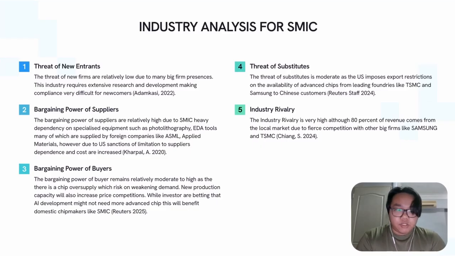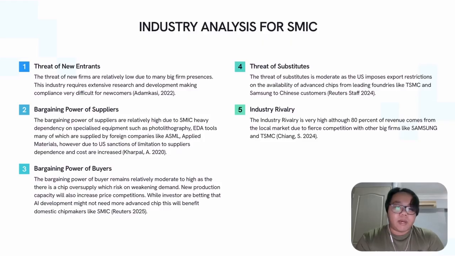For industry analysis, the threat of new entrants is low due to many big firms' presence. This industry requires extensive research and development, making compliance very difficult for newcomers. In order to contend with economies of scale and idea generation, this requires a huge amount of cash. The bargaining power of suppliers is high due to SMIC's heavy dependency on specialized equipment such as EDA tools and photolithography tools, many of which are supplied by foreign companies like ASML and Applied Materials. However, due to US sanctions and limitations on suppliers, dependence and costs are increased.